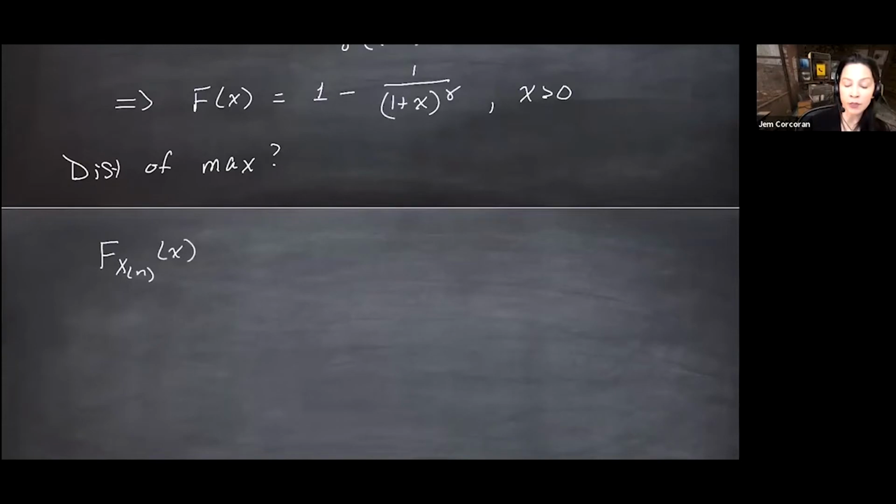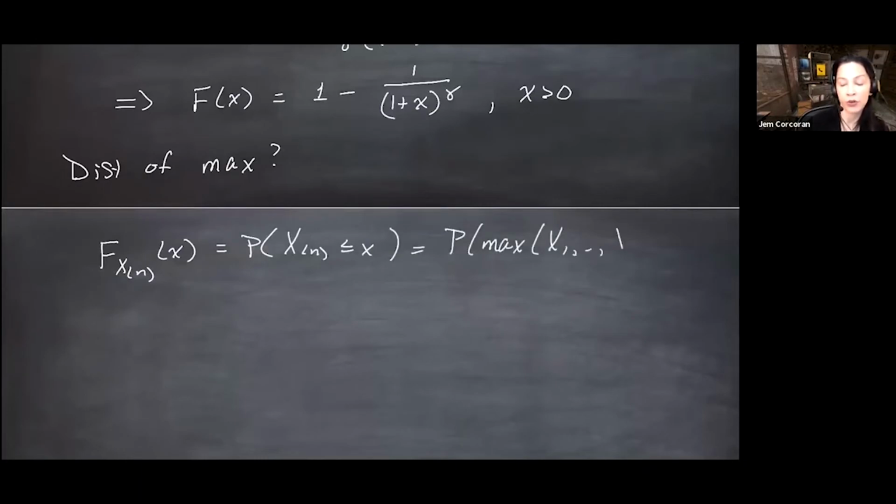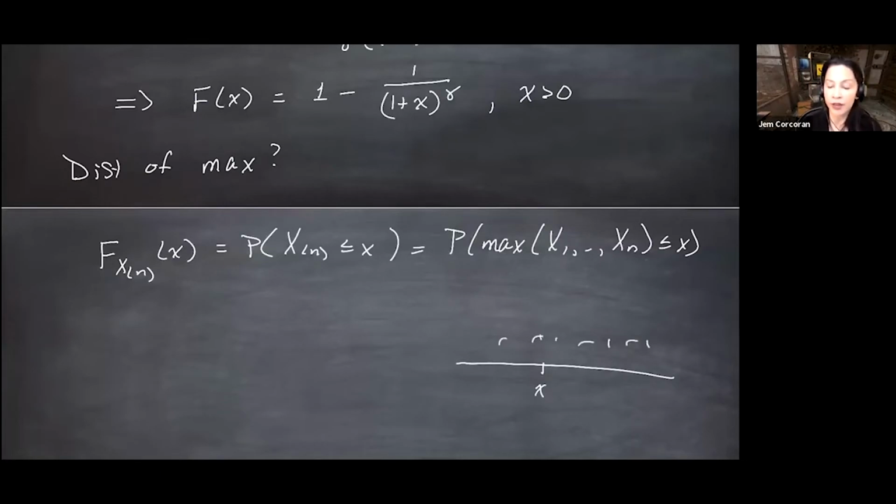The CDF for the maximum is the probability that the maximum is less than or equal to x. Because it's our first time seeing it, I'll write out the maximum of x1 through xn. If you think of the number line again, with x as a fixed number, the maximum value in a sample is less than or equal to x if and only if all the values are less than or equal to x. That's the only way to get the maximum below x. So we don't have to do a 1 minus here to relate this to the x's.